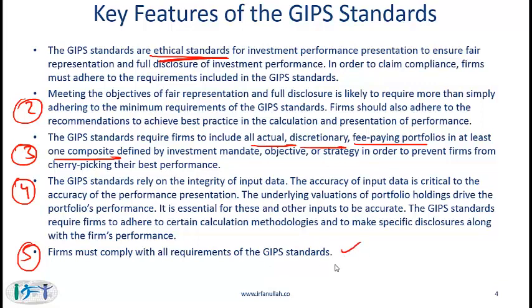And again, we've seen this before. Either a firm complies with all GIPS requirements and then can make a claim that it is GIPS compliant. If a firm does not comply with all standards, even if it doesn't comply with one substandard, it cannot claim GIPS compliance.